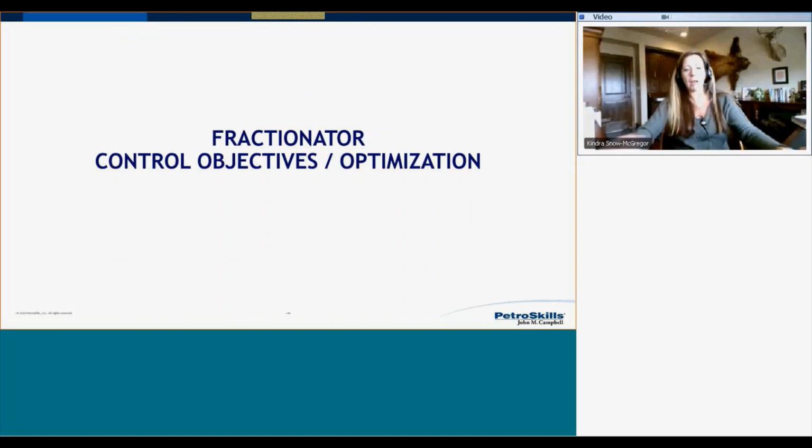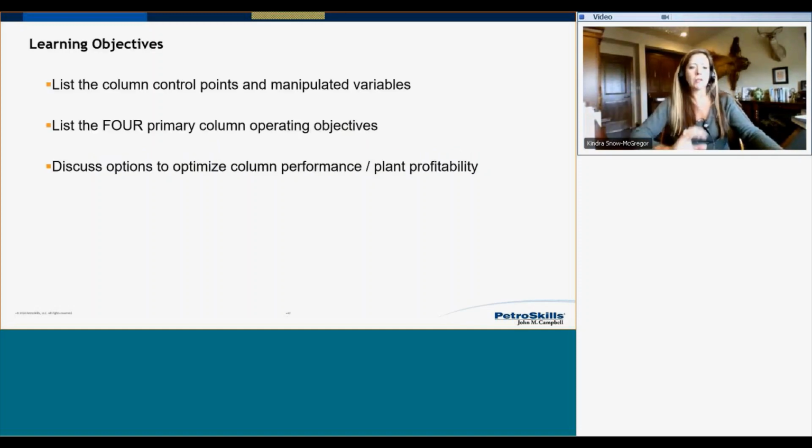Now what I want to talk about is what my control objectives are and what some options are to possibly optimize these columns. The first thing I want to talk about is what my column control points are and what my typical manipulated variables are. Then we're going to talk about the four primary column operating objectives. And then we'll talk about some options to optimize my column performance and plant profitability.